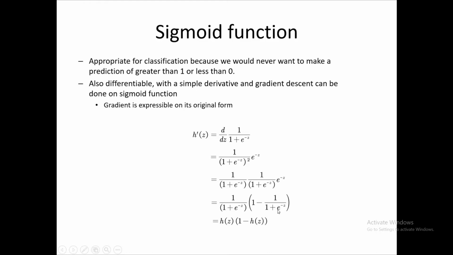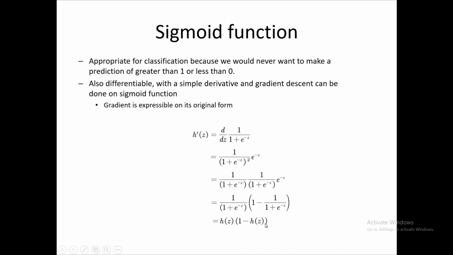What we can see here is that this is nothing but the original form of the sigmoid function, which we can write as h of z. And here again we can see 1 minus 1 upon 1 plus e to the power minus z, which is also the sigmoid function. So the final result will be h of z, the sigmoid function, into 1 minus h of z, which is also the original sigmoid function.